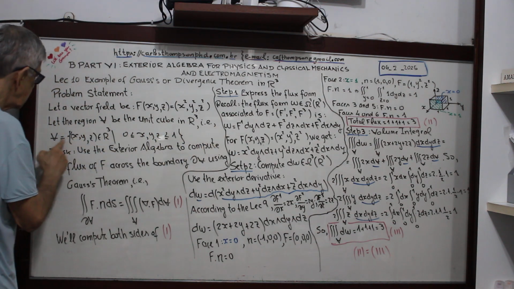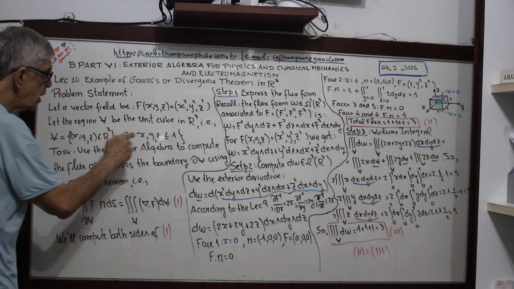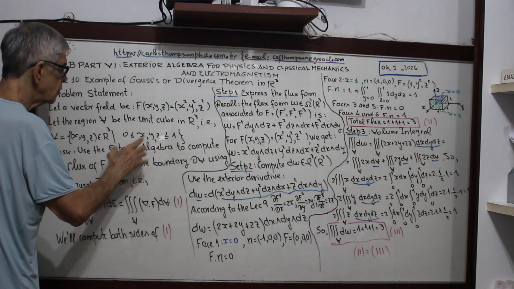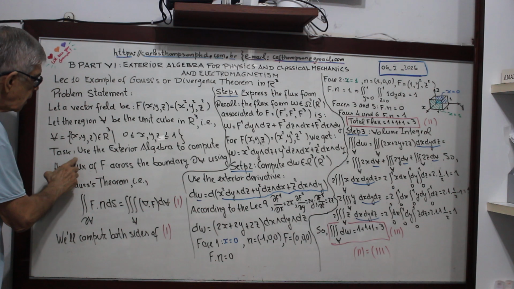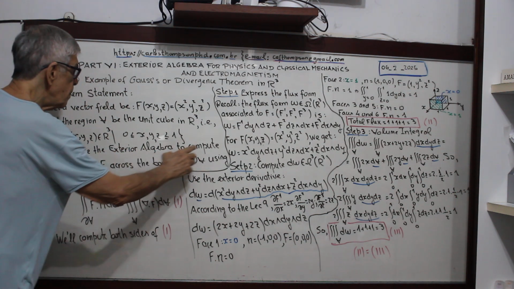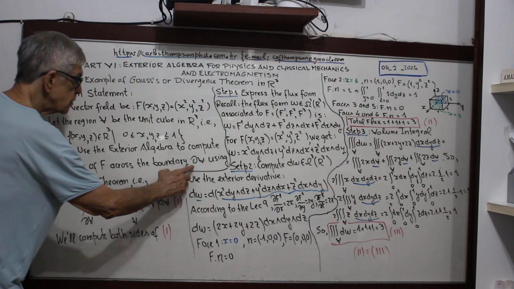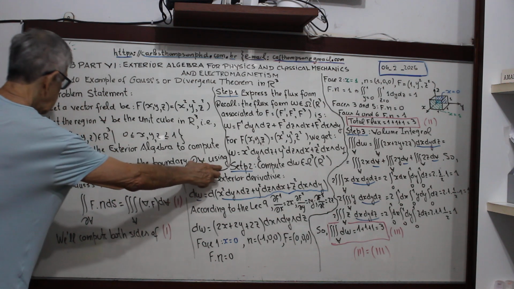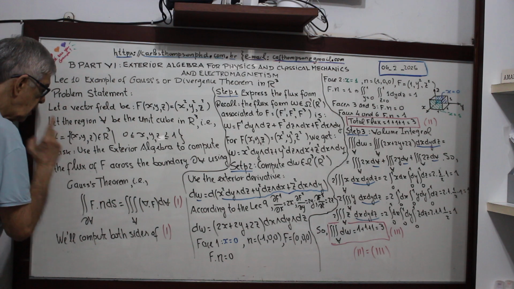That is, the volume V, where x, y, and z belong to R3 and stay between 0 and 1. That's a unit cube. So, the task: use the exterior algebra to compute the flux of F across the boundary. See, ∂V is the boundary of V. Using, in this case, Gauss's theorem.